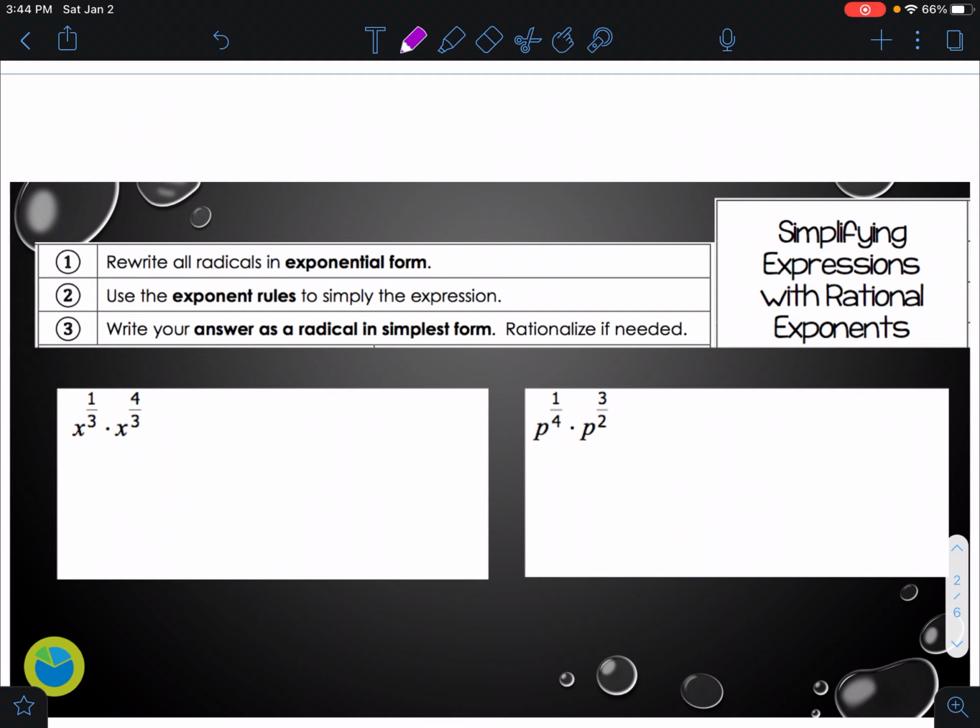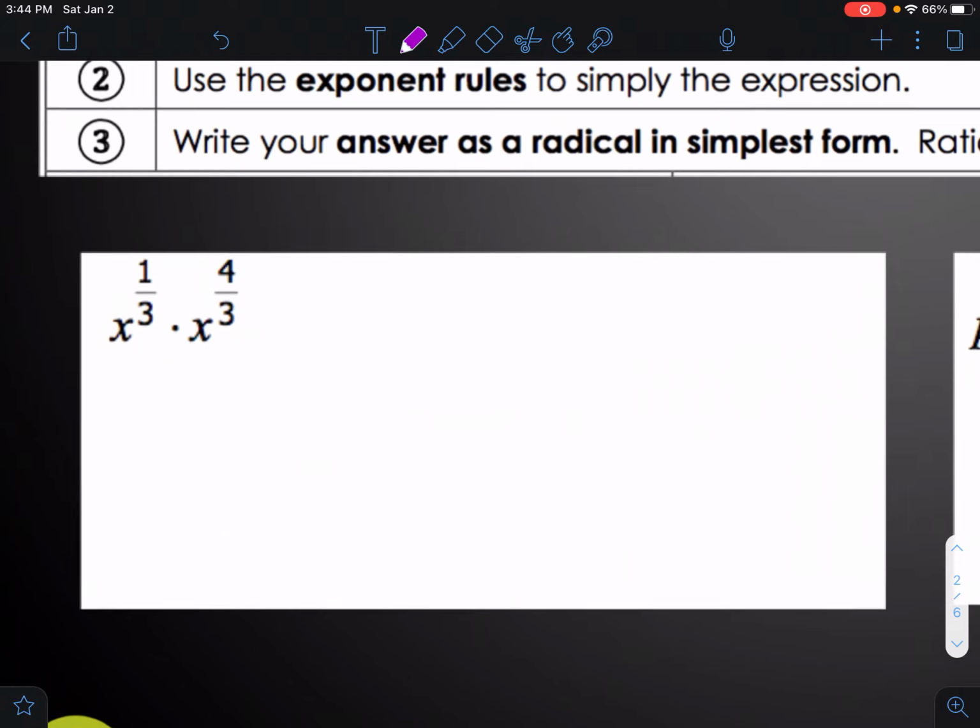Then you're going to use the rules that we just talked about, exponent rules, and then make sure your answer is simplified and simplify anything that you need to. There's a couple different ways you can do that, and I'll talk about that here in a second.